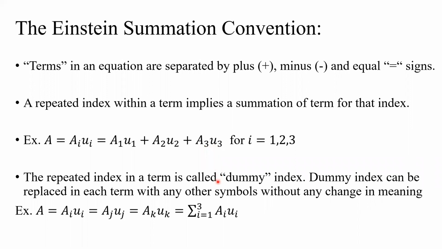This repeated index is referred to as dummy index. That's the name that we are going to use. So dummy index indicates summation, and they can be replaced by any other symbols without any change in their meaning. So here, instead of writing A_i U_i, I can write A_j U_j, or A_k U_k, and all of them mean the same thing. Because it's dummy, because it's repeated, I can replace it with any other symbol.